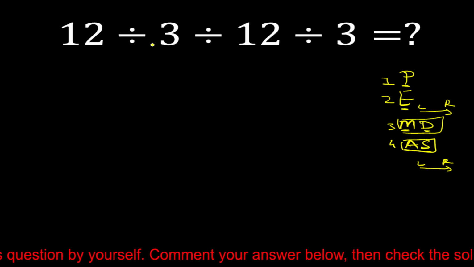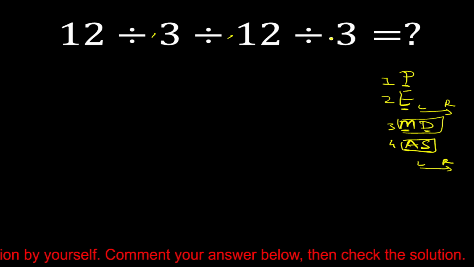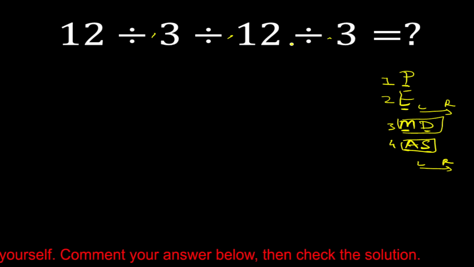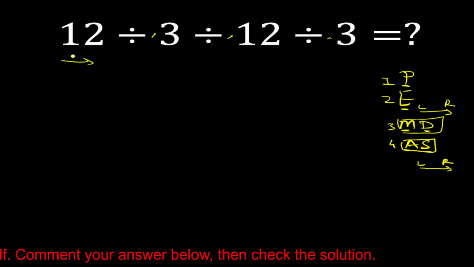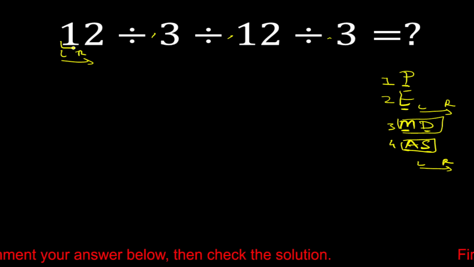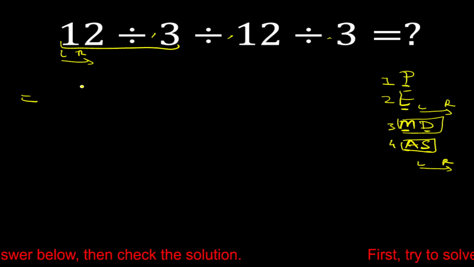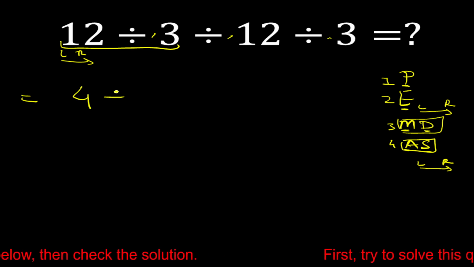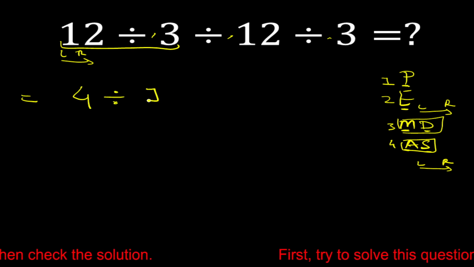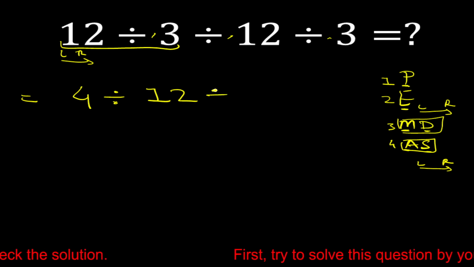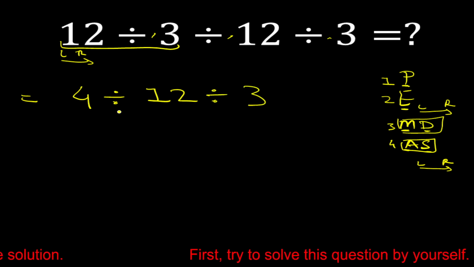Now here is division, also here is division, and here is division. All have equal priority, so we have to solve it from left to right. So first we have to solve this division, okay? So 12 divided by 3 is equal to 4. Then divide by 12, divide by 3.